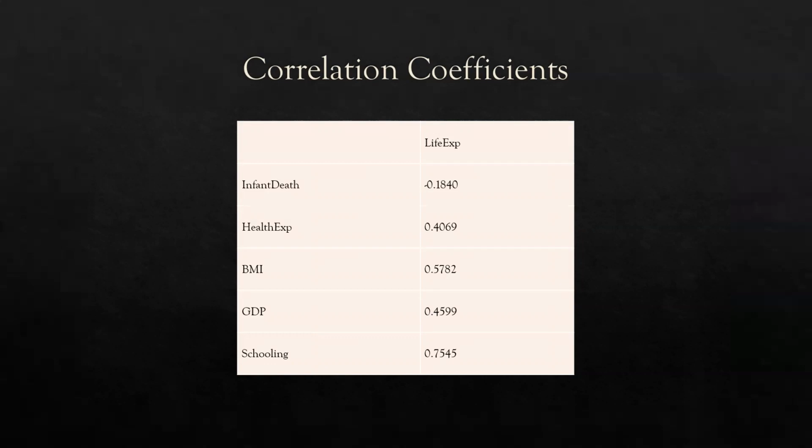The next variable is GDP. This has a correlation coefficient of 0.4599. This is, again, a moderate positive correlation. And finally, the largest correlation coefficient is schooling. Schooling has a 0.7545 correlation coefficient with life expectancy. This is the strongest correlation coefficient in the model, showing a strong positive correlation between the two variables.